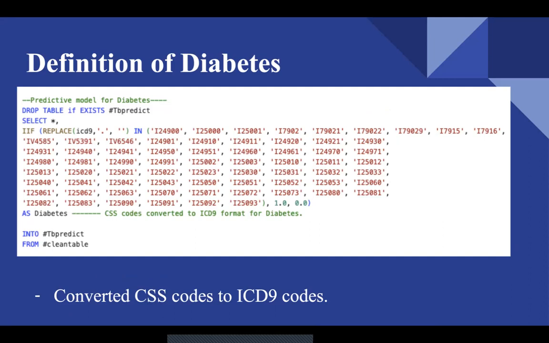Moving on to the next slide. Diabetes was defined using the CCS code, which was converted to ICD-9 codes, and which was cleaned and then used for predicting diabetes.